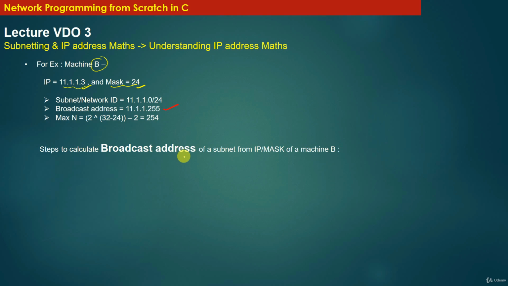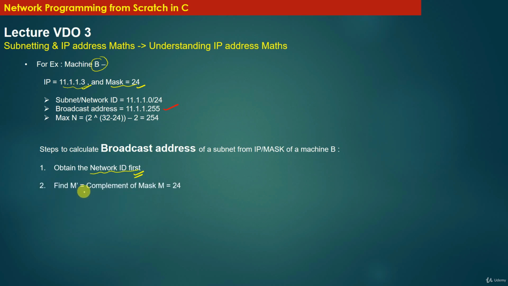Follow the following steps to calculate the broadcast address. In step 1, obtain the network ID. In the previous lecture, I have already discussed how to calculate the network ID. So the first step is to obtain the network ID of a subnet.